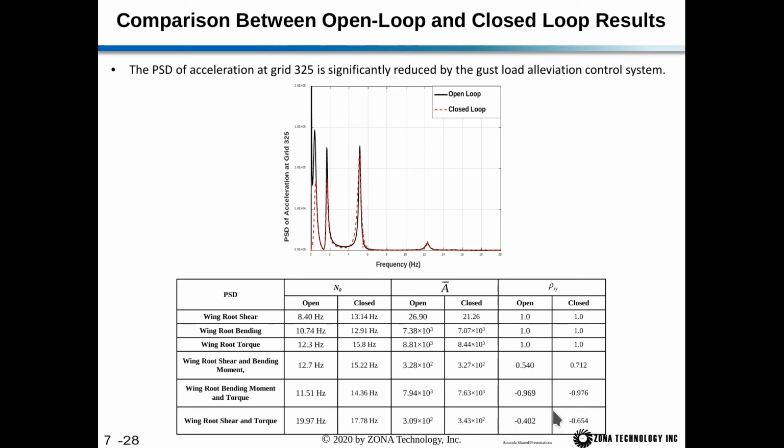If we look at the correlation between the wing root shear and bending, it actually increases quite a bit, which kind of makes sense because with the closed loop you're actuating the aileron, so that increases your correlation coefficient between the shear and bending. Also between shear and torque, our correlation also increases.